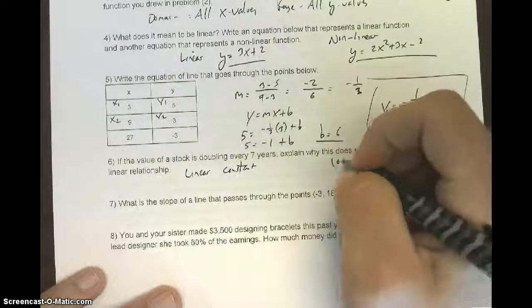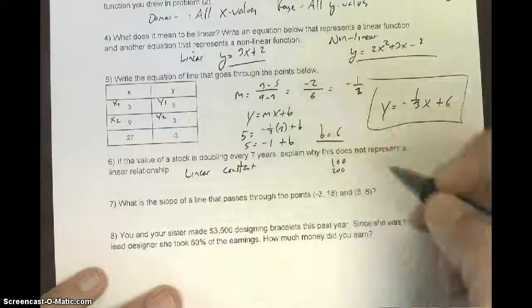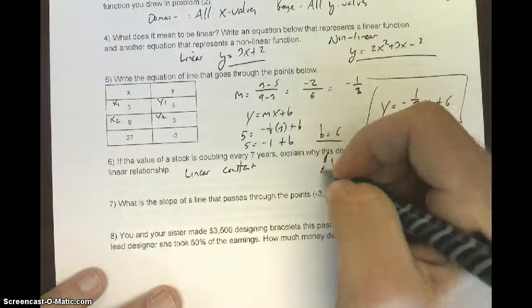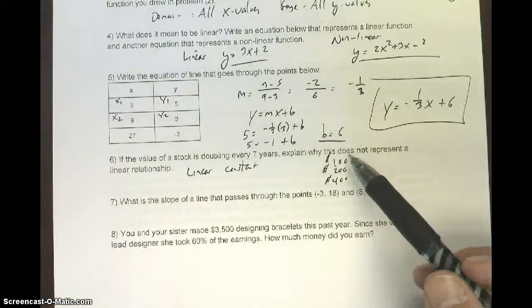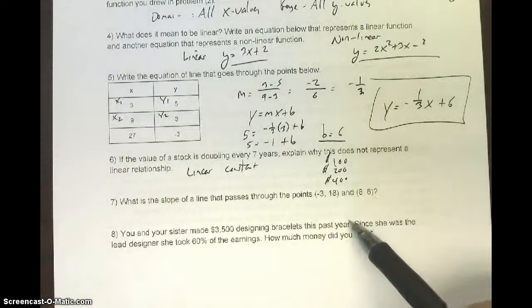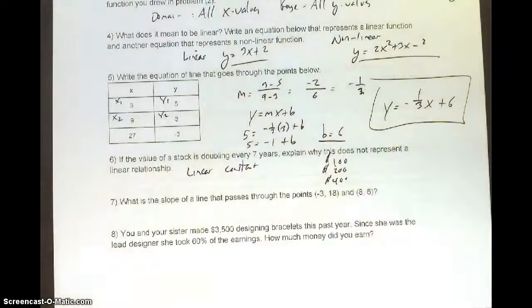So if I start out with $100, next year I'd have 200. Okay. If I doubled again, I'd go to 400. So I'm not changing by the constant rate here. I went up by 100 here, then 200, then I'm going to go up by 400, so on. Okay. So it's not a constant change. Exponential growth is way different.